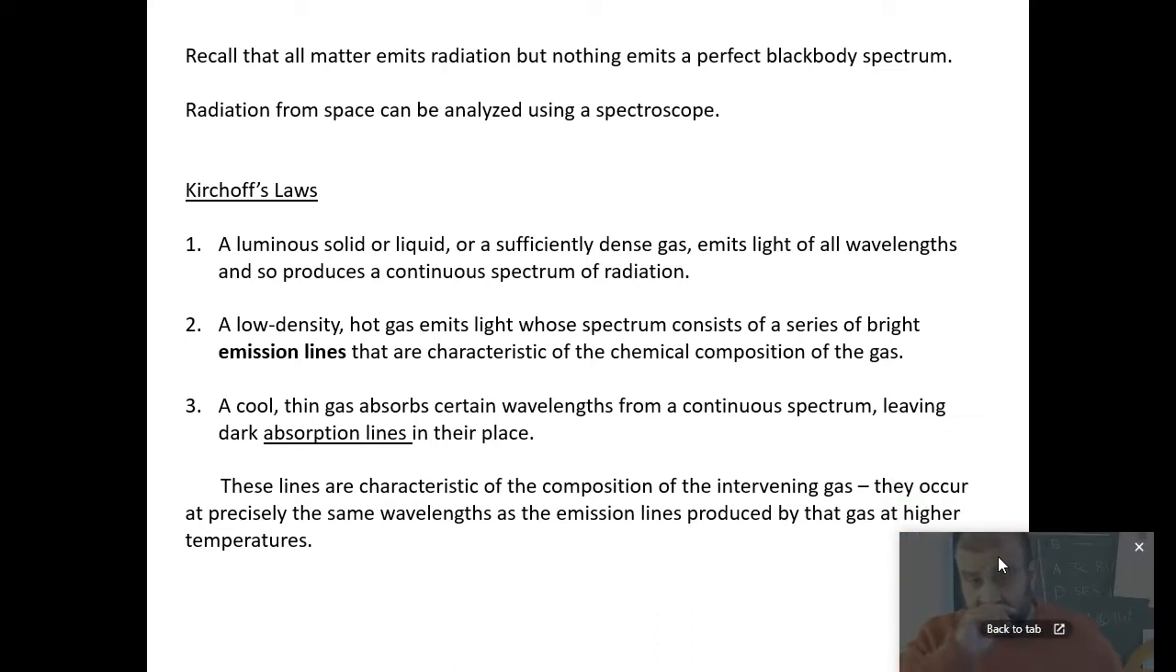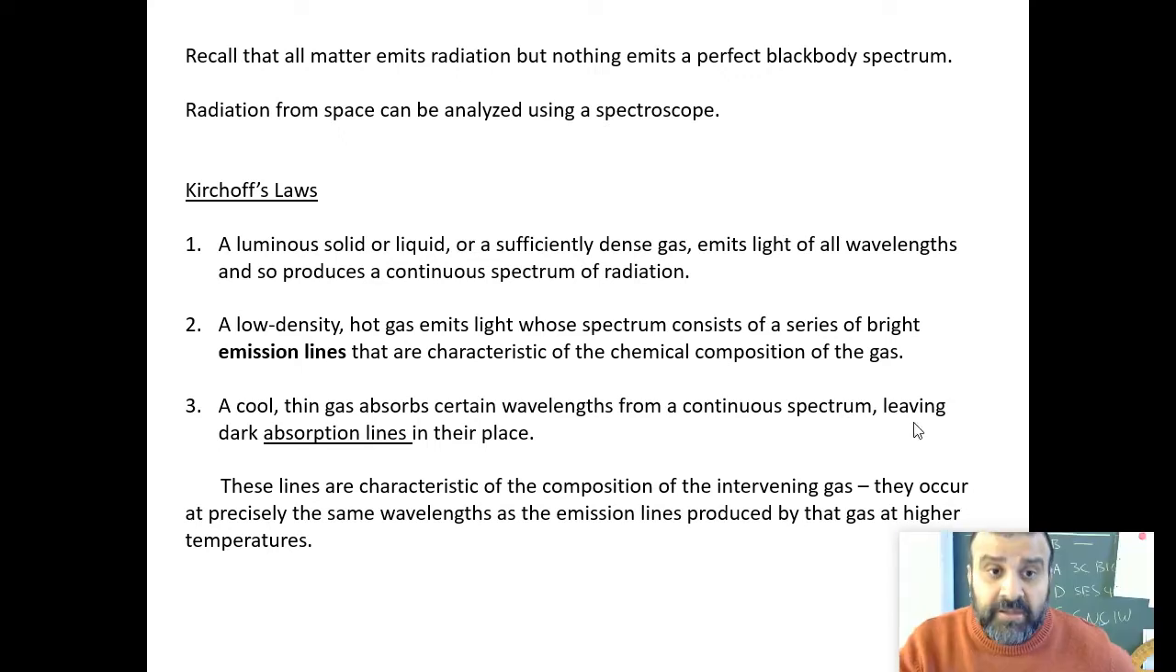So Kirchhoff's laws. A luminous solid or liquid, so something, luminous meaning it's giving off light, or a sufficiently dense gas emits light of all wavelengths, and so produces a continuous spectrum of radiation, a continuous spectrum without gaps, okay, without gaps in it.